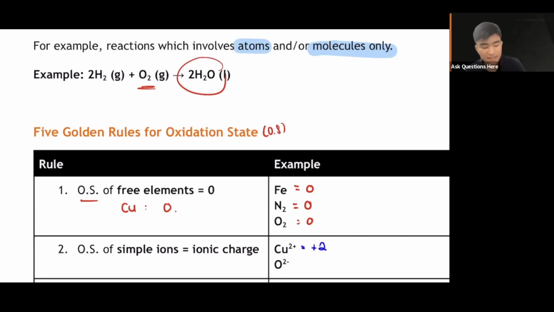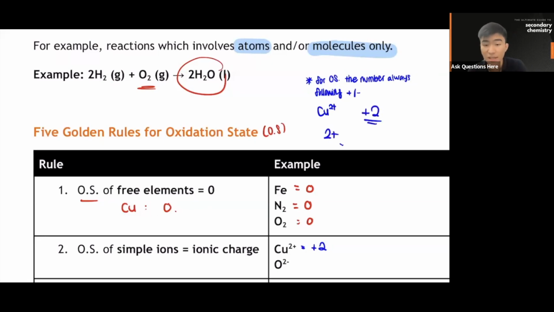Now, I want everybody to write this down. For oxidation state, the number is always following the plus or minus sign. So if the charge is plus, if it's Cu2+, then the oxidation state will be +2. This is very important. If you write 2+ as the oxidation state, you will be marked wrong. You must understand that for the oxidation state, the sign always comes first, followed by the number.